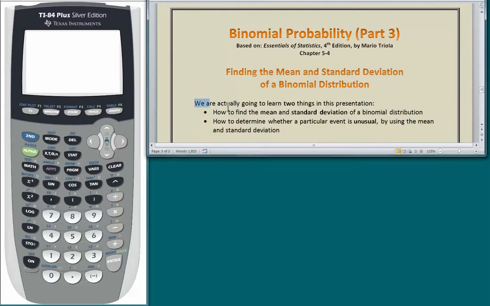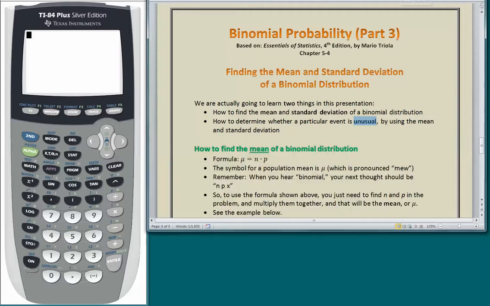We see here that we're actually going to be learning two things in this presentation. First, we're going to be learning how to find the mean and standard deviation of a binomial distribution. And then we're going to learn how to determine whether a particular event is unusual by using the mean and standard deviation. There are formulas for the mean and the standard deviation of a binomial distribution.